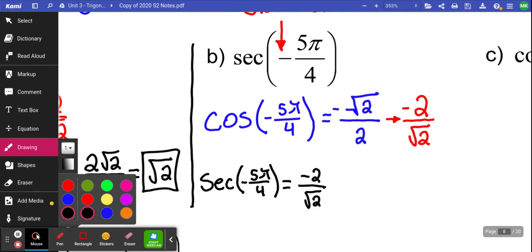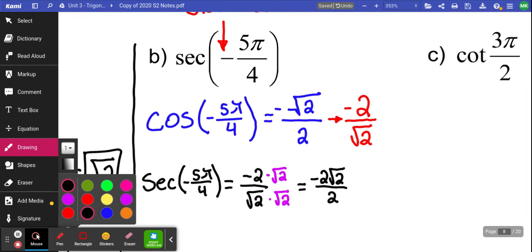We're going to have to rationalize that. So we multiply the top and the bottom by root 2. That gives you negative 2 root 2 over 2. We can reduce it. That is just negative root 2. We can get rid of the 2's, because the 2 and the 2 can both divide by 2.